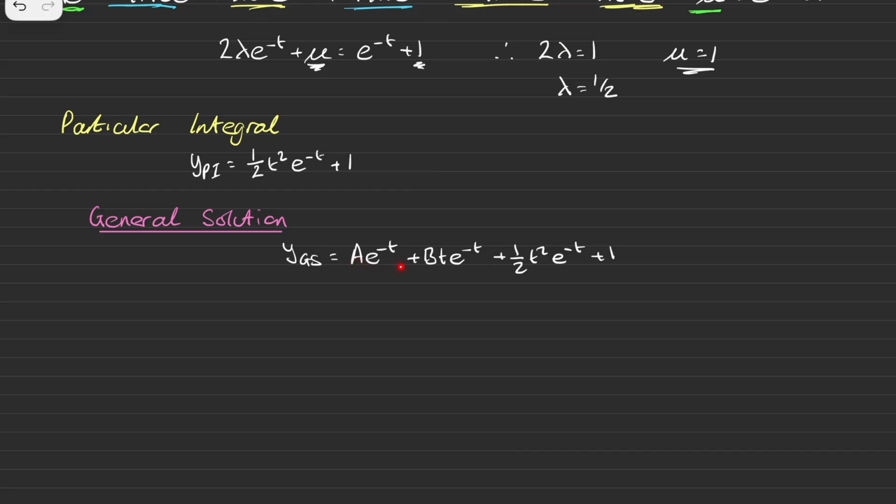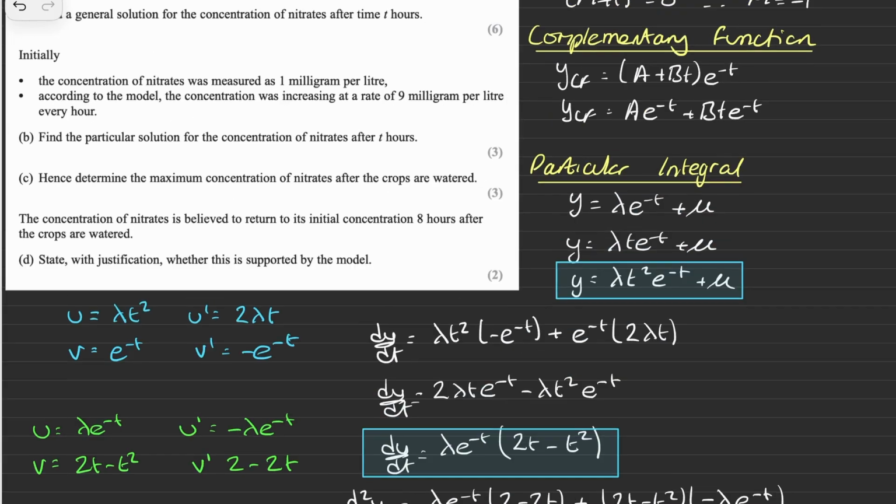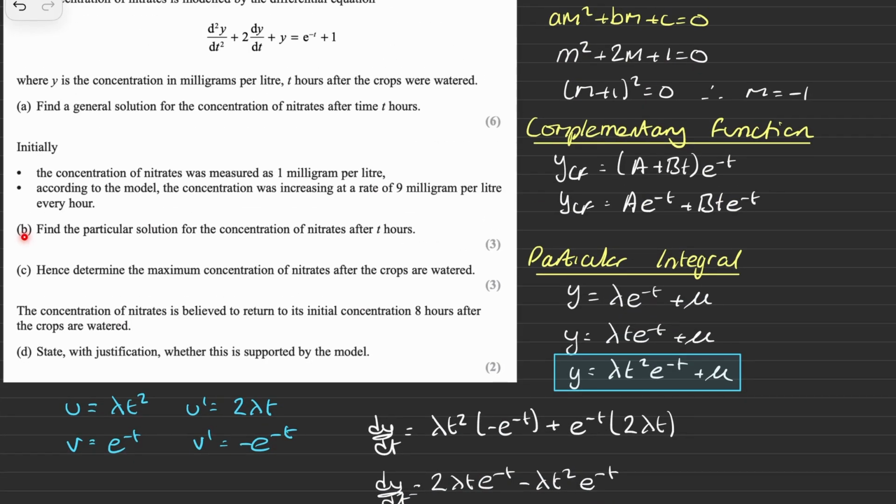So we've got our complementary function here and our particular solution. And this is part A completed. So if we go back to the question, now for part B, we're told initially the concentration of nitrates was measured as 1 milligram per litre, and according to the model, the concentration was increasing at a rate of 9 milligrams per litre.